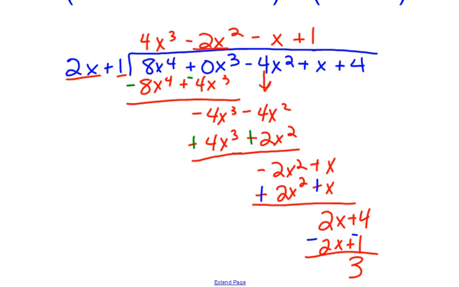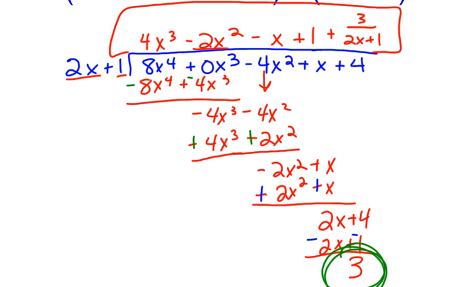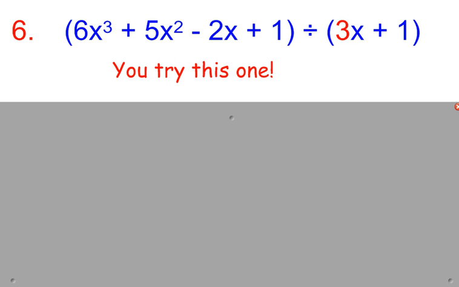So my remainder always, I take this from what's left over when I've gone through all of them, and I write that as a positive or negative depending on that number. So this is positive, so I'm going to go plus 3 over what I originally divided by, 2x plus 1. And that's my answer. So you guys go ahead and try number 6, pause the video, and then I'll put that answer up for you.